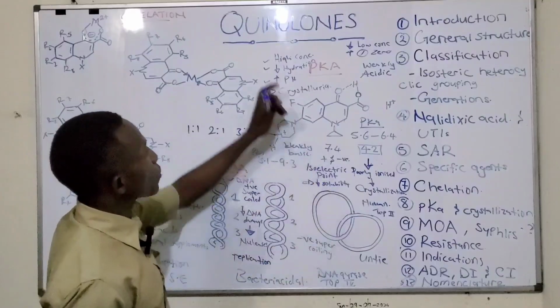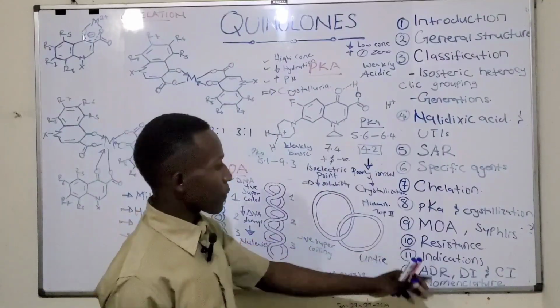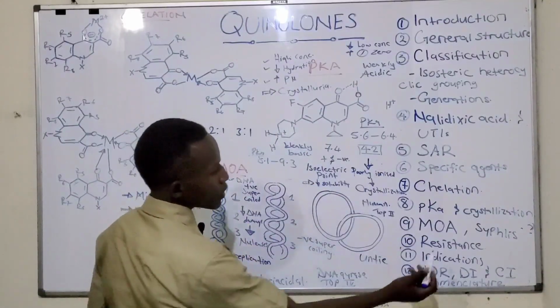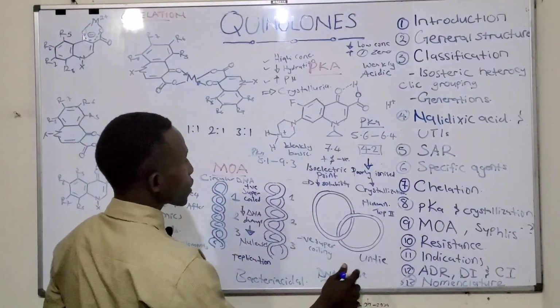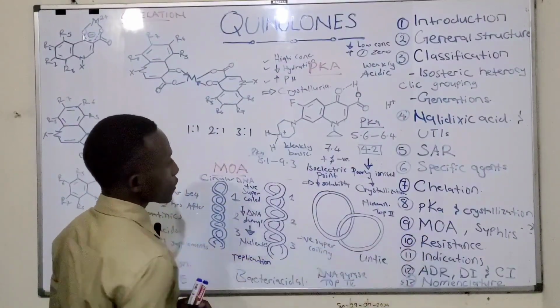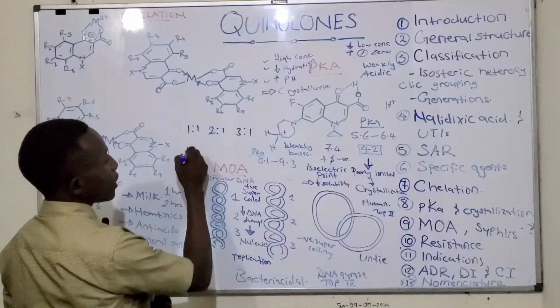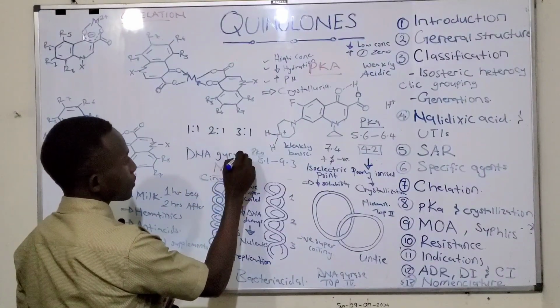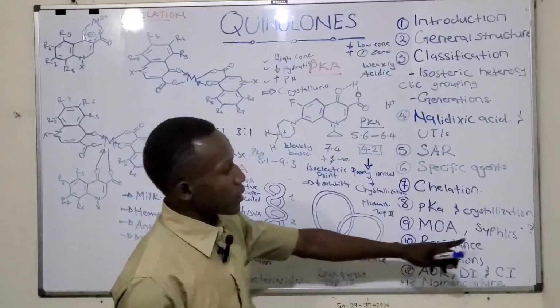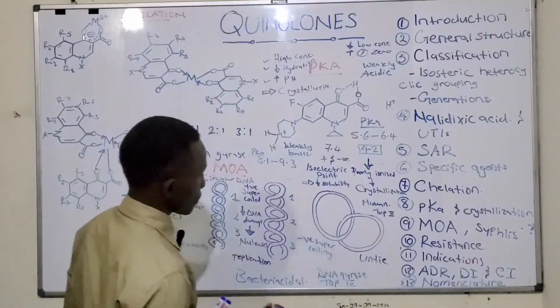Why do these quinolones also not treat syphilis? It's because Treponema pallidum, which is responsible for syphilis, lacks the DNA gyrase. That's why they're not used to treat syphilis.